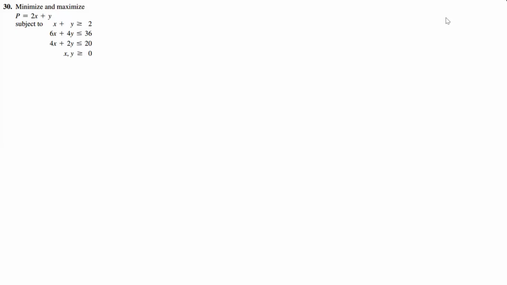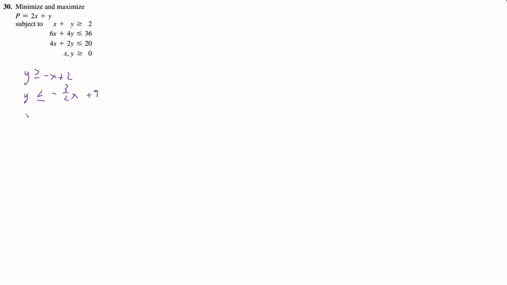All right, so here we're supposed to minimize and maximize. Now this time it's p is equal to 2x plus y, subject to those five constraints again. So let's go ahead and solve. We're going to have y is greater than or equal to minus x plus 2. We're going to have y less than or equal to, and now we're going to subtract the 6x. We're going to have a minus, and that's going to be 6 over 4, so it's going to be 3 over 2 x, and then we'll take that, so we have plus 9.